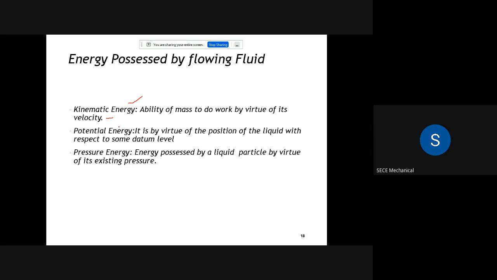Whereas potential energy is with respect to the datum level, denoted by rho g h. And the pressure energy is the energy possessed by liquid by virtue of its existing pressure. Based upon the pressure, either through a cross-sectional change or an increase in pressure, the energy which results is called pressure energy, right?